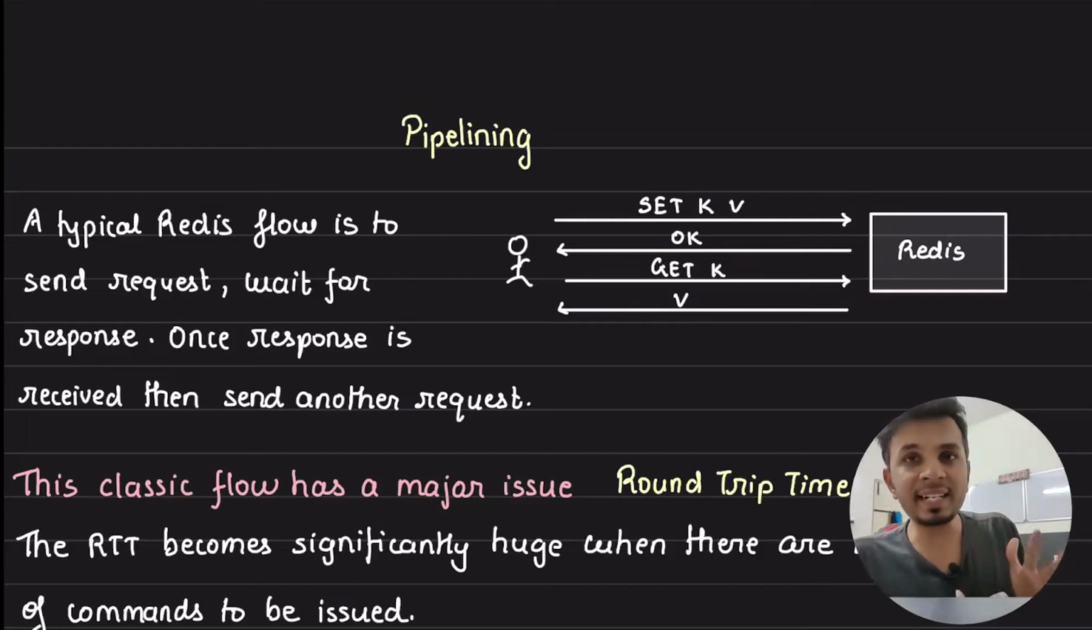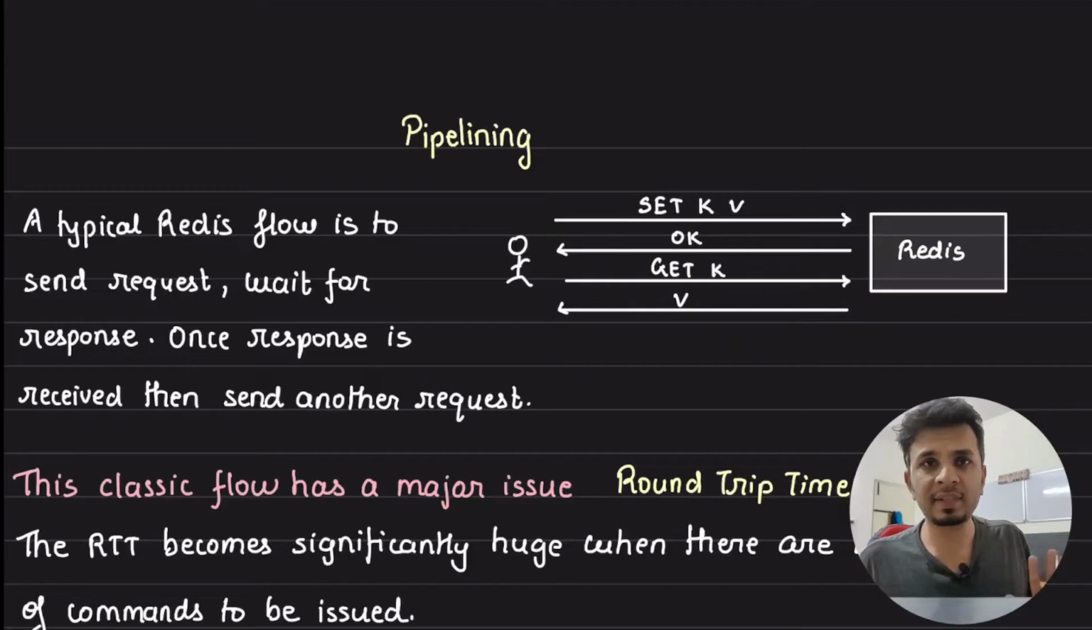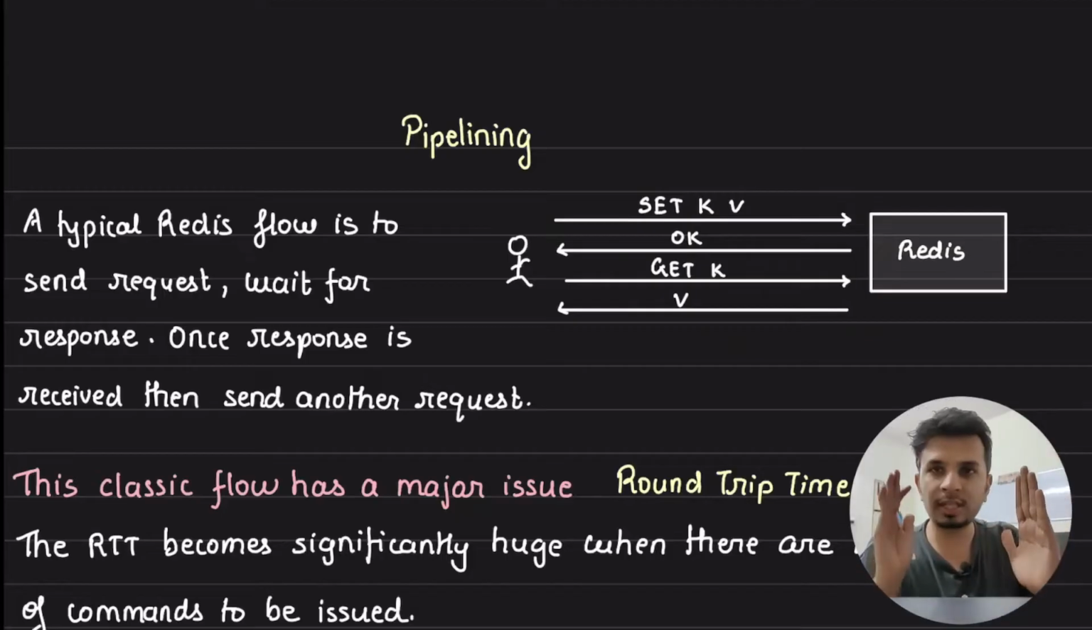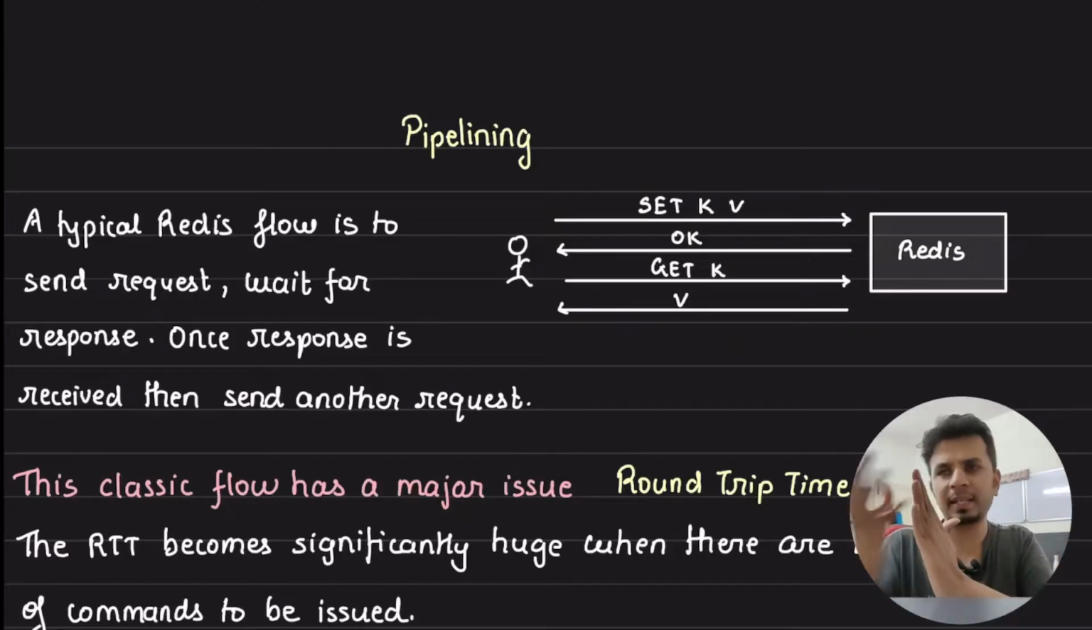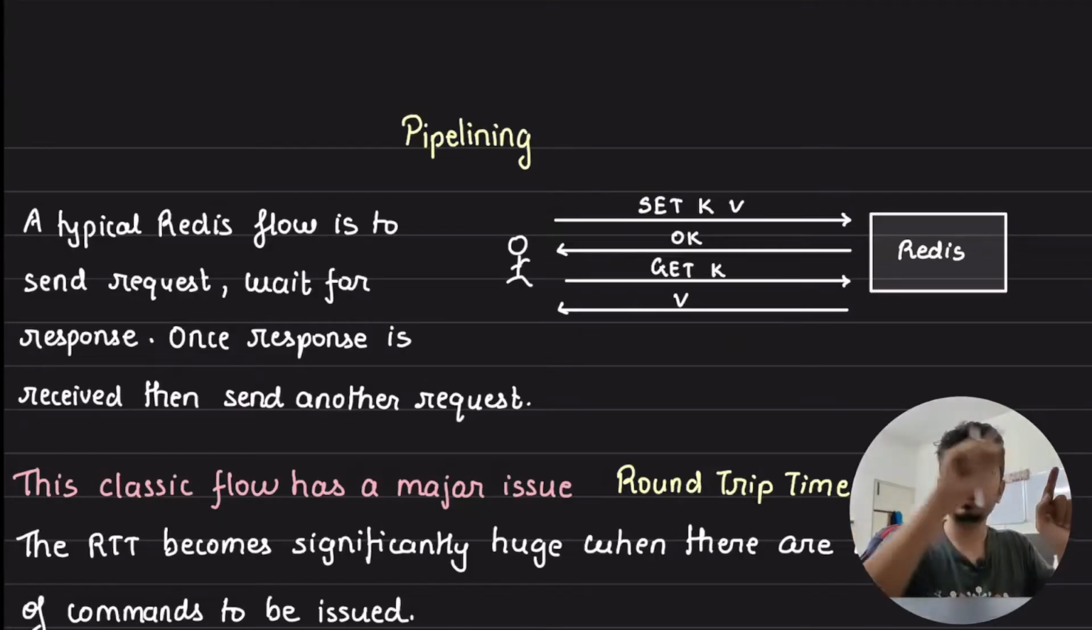So Redis has a very interesting feature called pipelining. A typical way to fire commands to a Redis server is that first your client connects to the Redis server, right? It's a TCP connection. Then your client fires the command, the server computes the response, does the needful, and sends back the response, right? So first you do set k comma v, then Redis responds OK. Then your client sends get k and then it sends v.